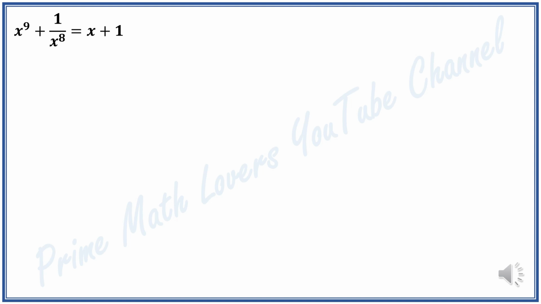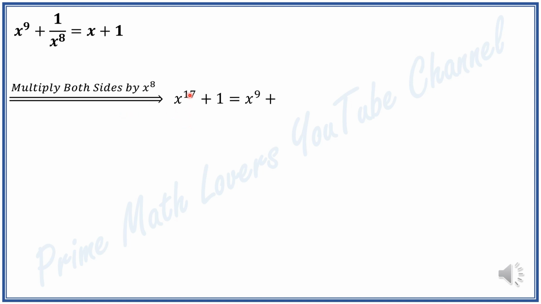I'll start by multiplying both sides of the equation by x to the power of 8. So I multiply both sides of the equation by x to the power of 8 and I get x to the power of 17 plus 1 is equal to x to the power of 9 plus x to the power of 8. x to the power of 9 times x to the power of 8 will be x to the power of 17. 1 over x to the power of 8 times x to the power of 8 will be 1. x times x to the power of 8 will be x to the power of 9 and 1 times x to the power of 8 will be x to the power of 8.